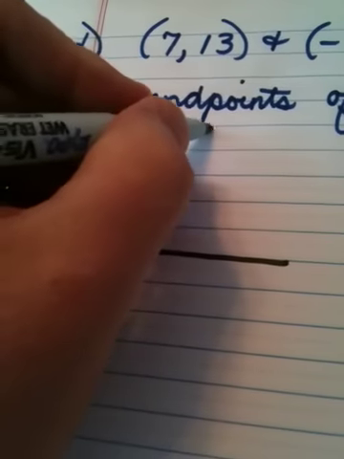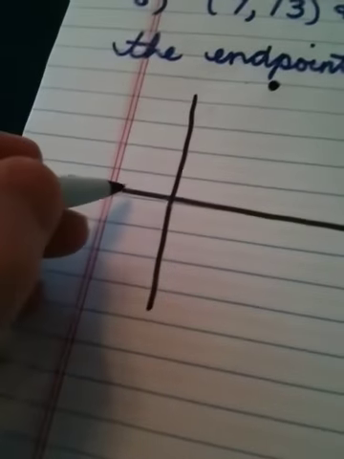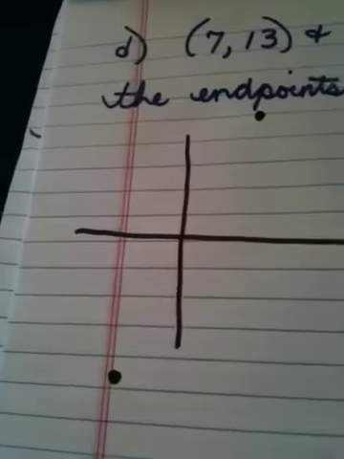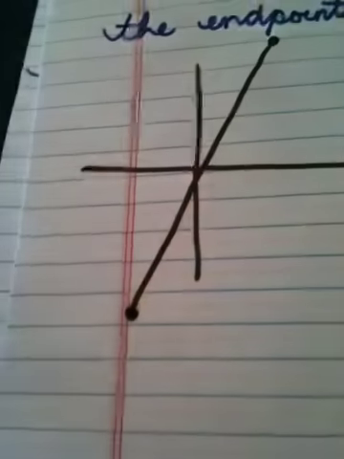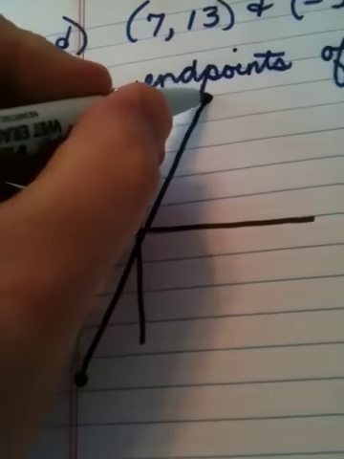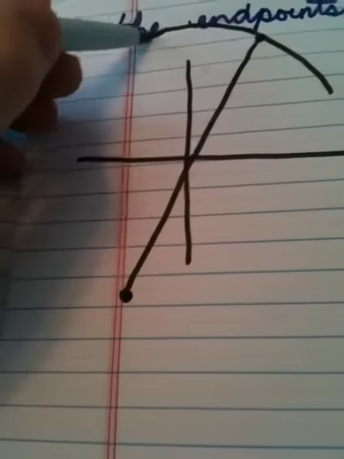The ordered pair 7, 13, it's way up here somewhere, right, in quadrant 1. The ordered pair -3, -11 is way down here. If I connect these 2 points, these 2 points are endpoints of a diameter of a very large circle, okay?